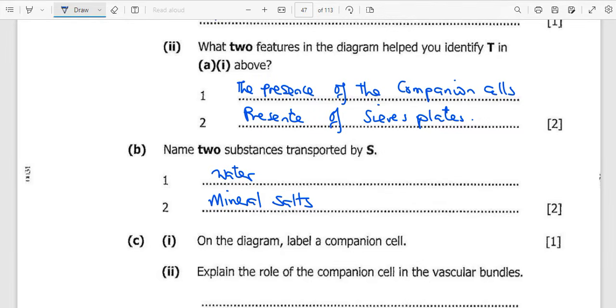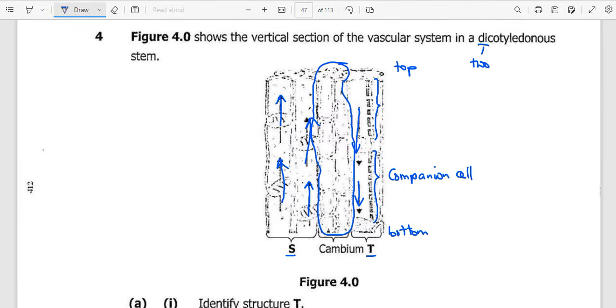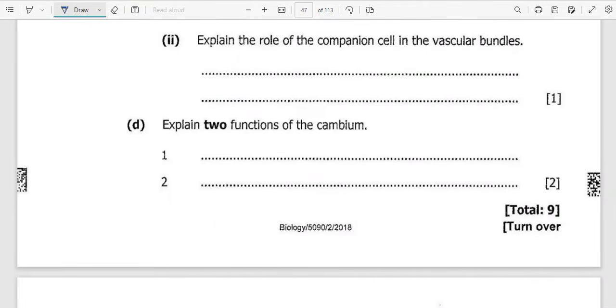On the diagram, label a companion cell. So we have to label the companion cell, or lucky enough we've labeled one. So we can say this is C1, which is the companion cell. Okay, so that is C1.